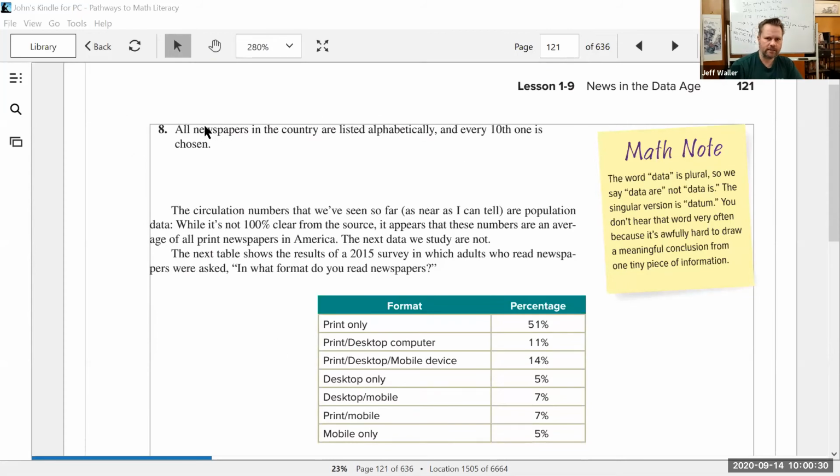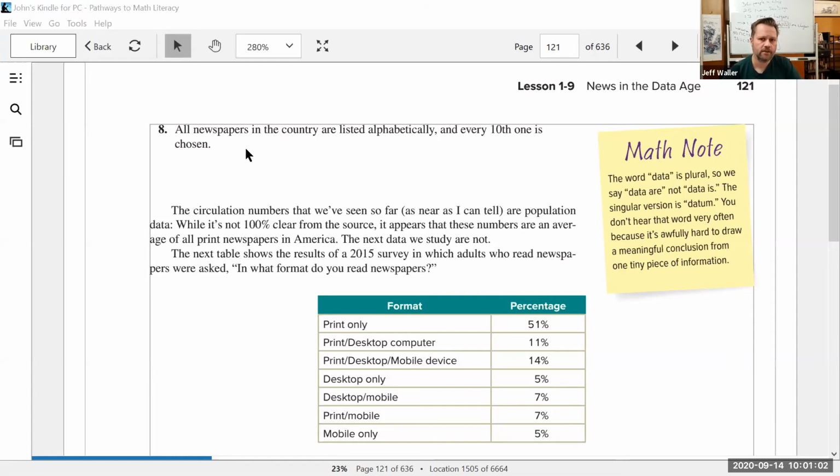Now, this is an interesting one. Look at number 8. What if we took every newspaper in the whole country, we list them alphabetically, and then we take every 10th one? But they're all possibilities, Jeff. It's a random number. It's not an accurate number, but it's a possibility. How do you calculate a possibility? I'm not calculating a thing here.